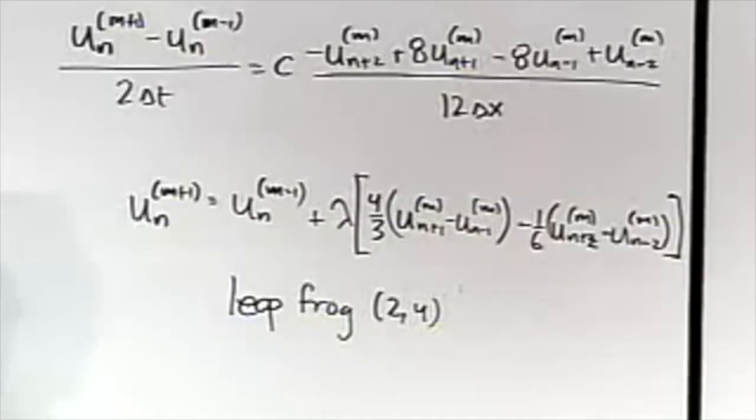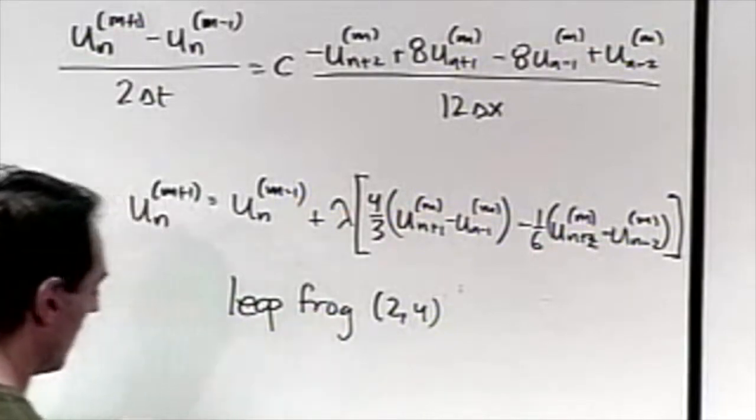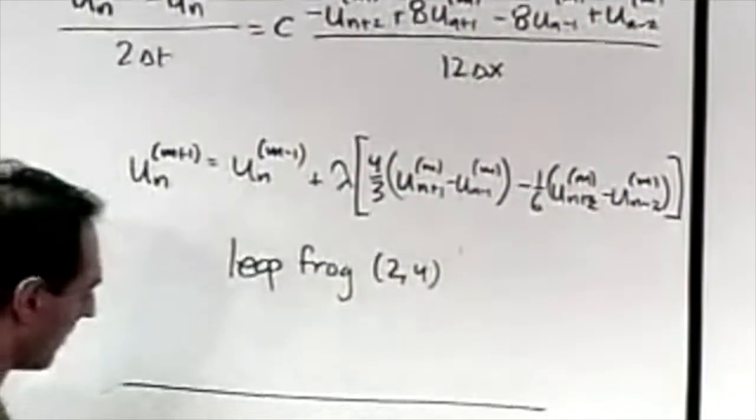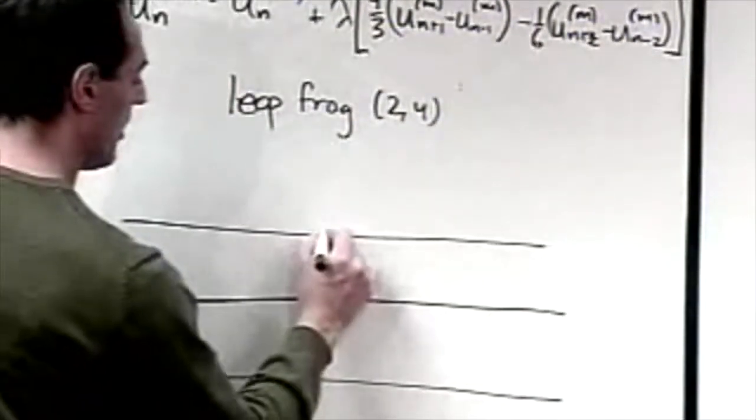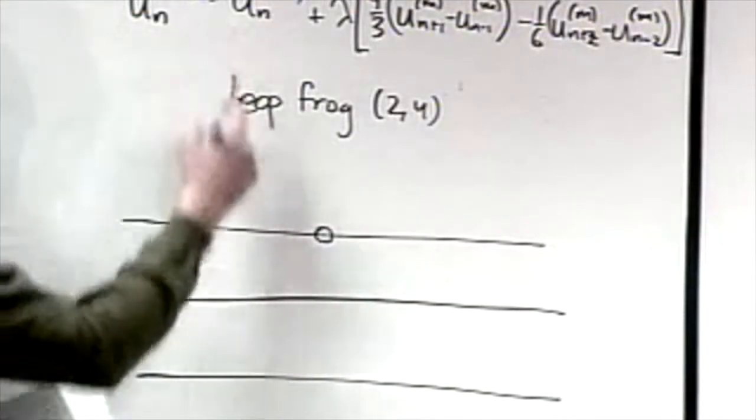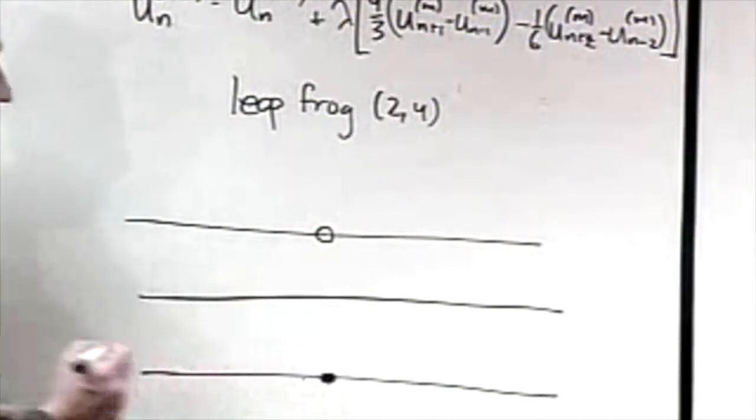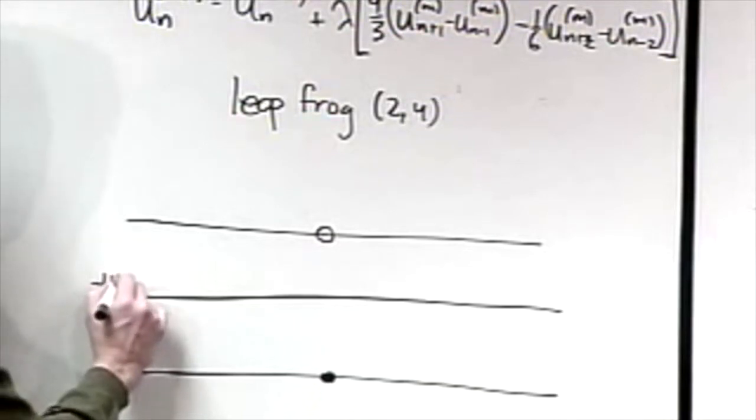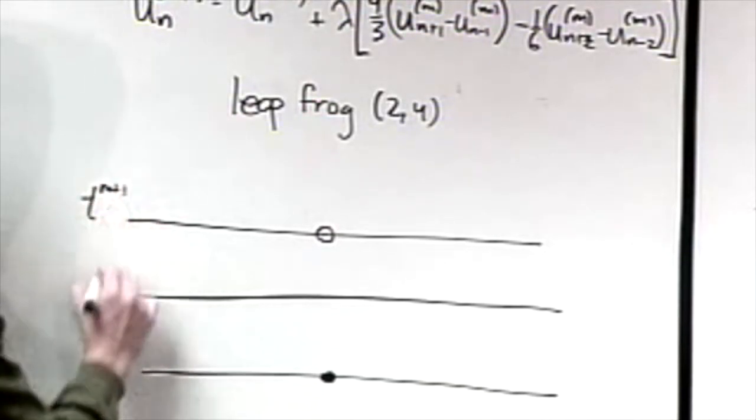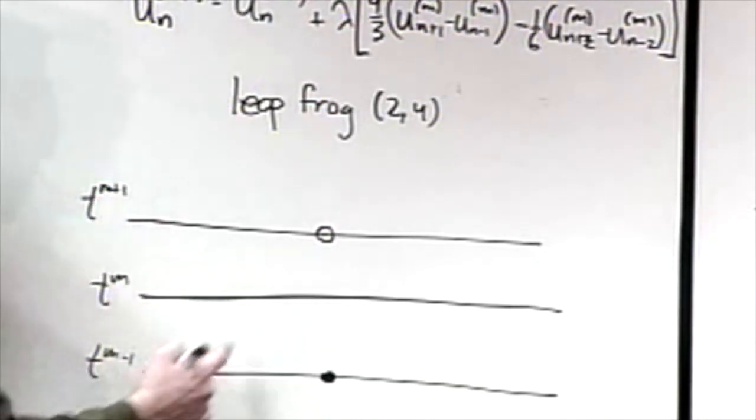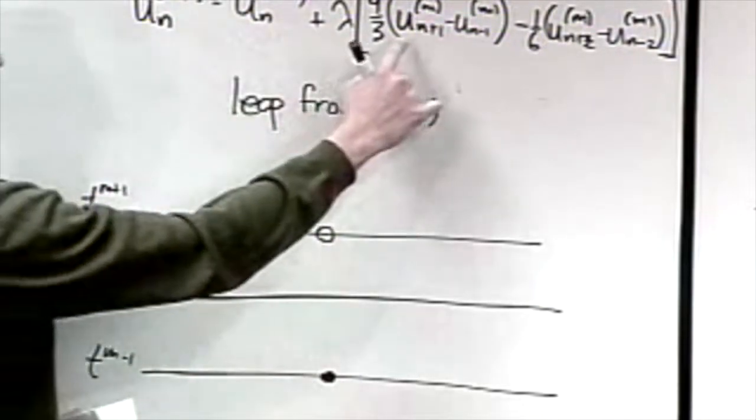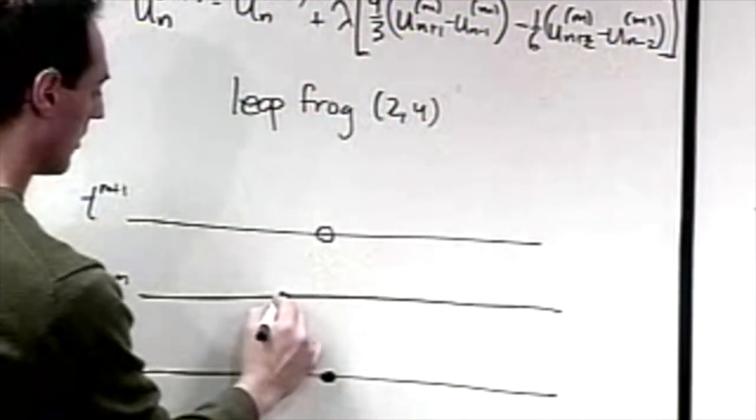But Leapfrog 2.4 now, if you look at its stencil in time, if I want to update a point in the future, I need the point 1 in the past. So here's your current point, here's your future point, and here's your past point. So this is your past point, and then 4 points.